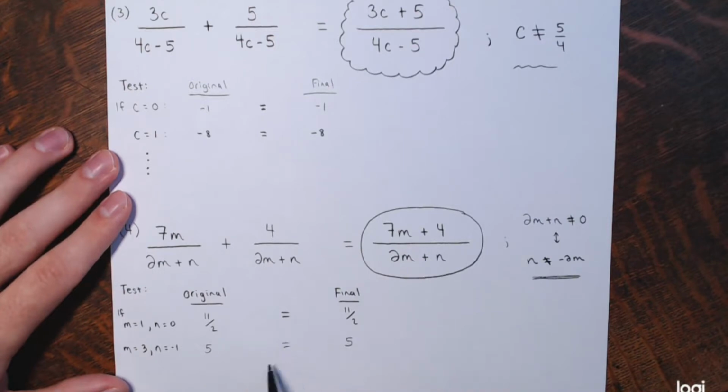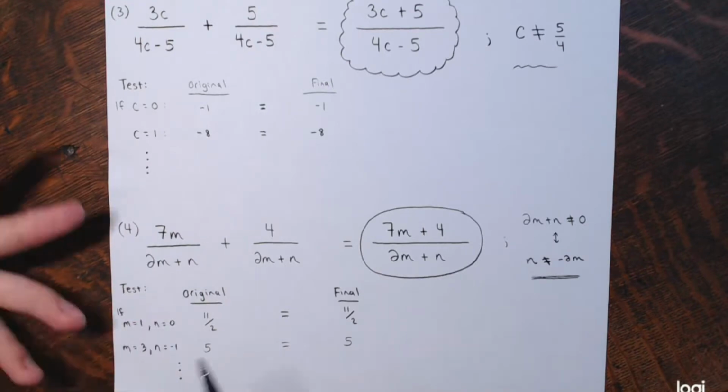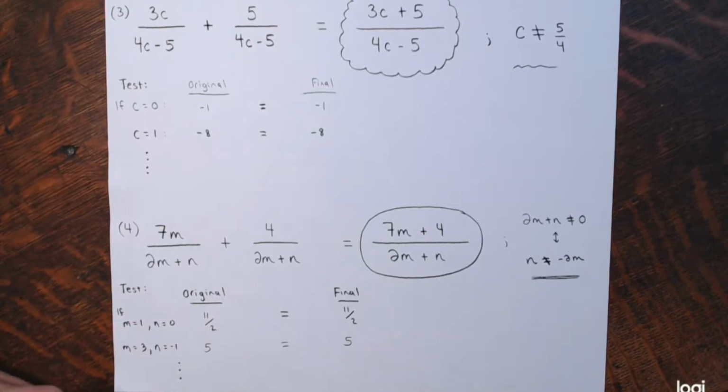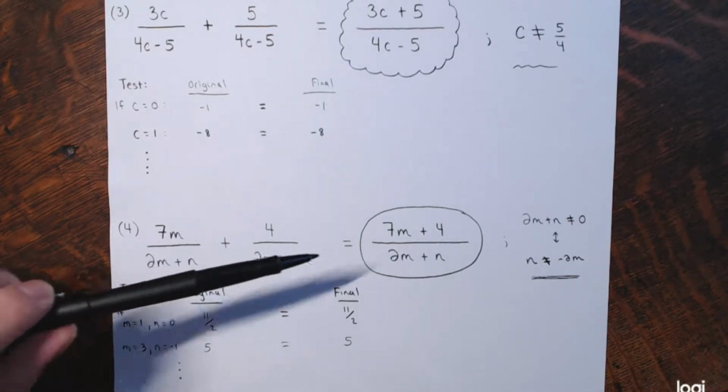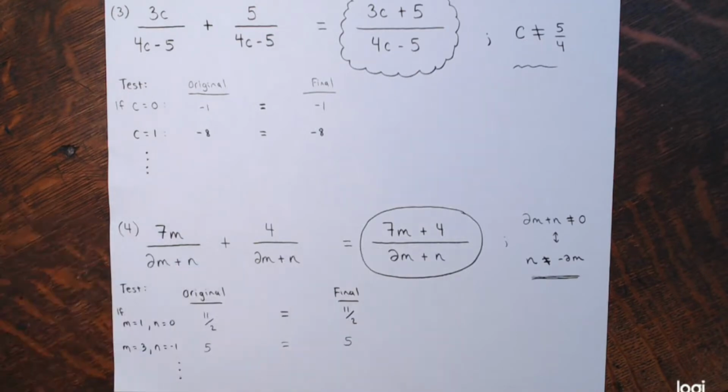5 equals 5. And I leave it to you. I would leave it to you to try some other values. Right? Try some other values for m and n, and you will see that the original expression has the same exact value as the final one. And it should, as long as you're not dividing by 0, right? As long as there's never a denominator of 0. Okay.